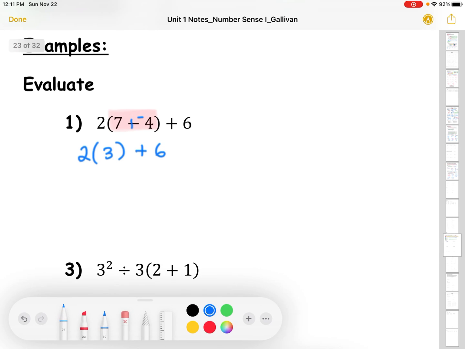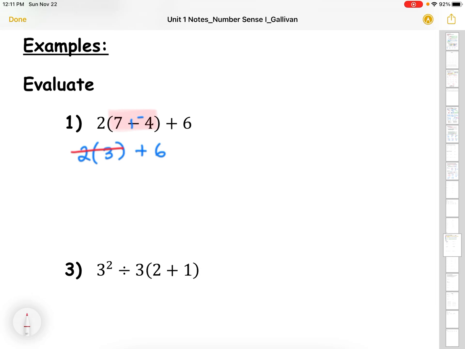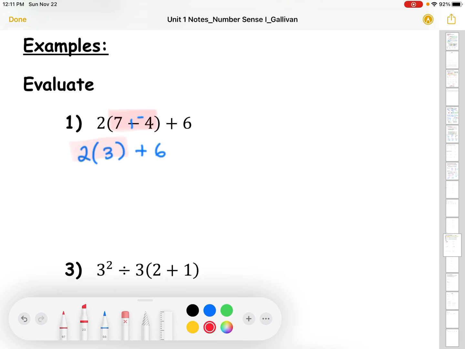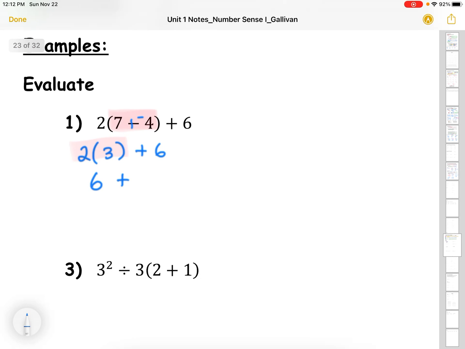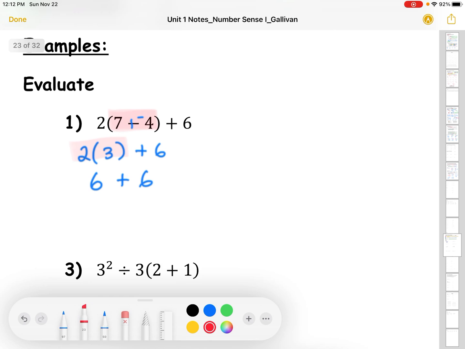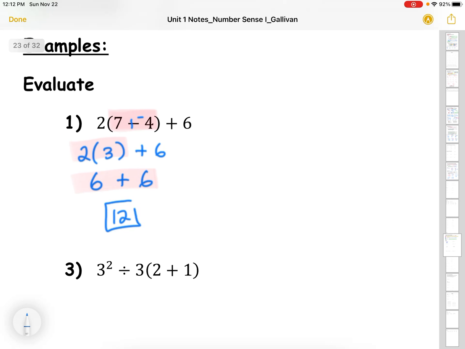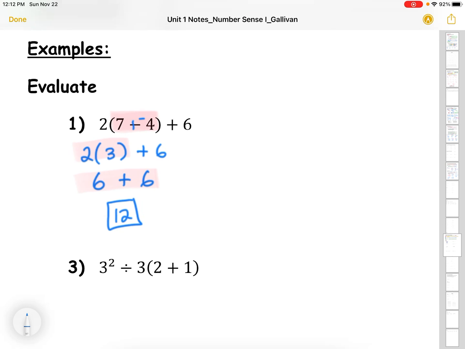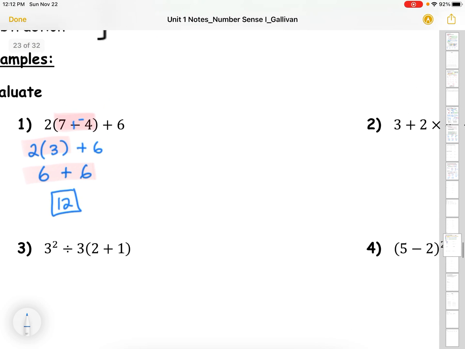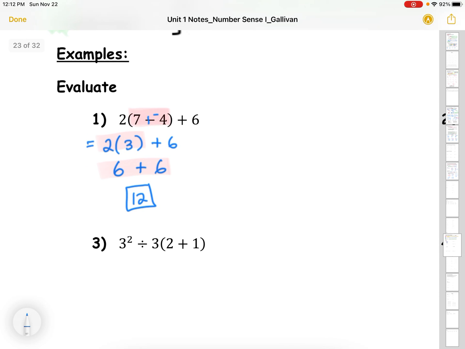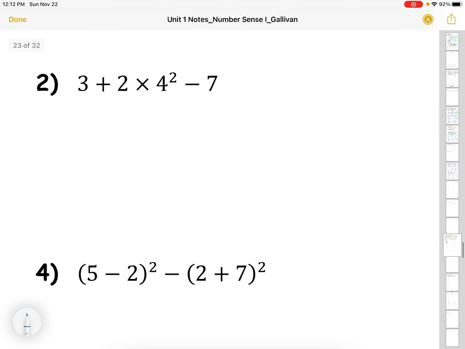Okay? Now the next thing we're going to do is we're not going to write a red line through it. We are going to do the multiplication. So doing the multiplication, 2 times 3 is 6 plus 6. And then our last step, we're going to do the addition. 6 plus 6 equals 12. Okay? Step by step. And you don't always have to write all the steps out, but I like to. Okay? Let's look at the next one.